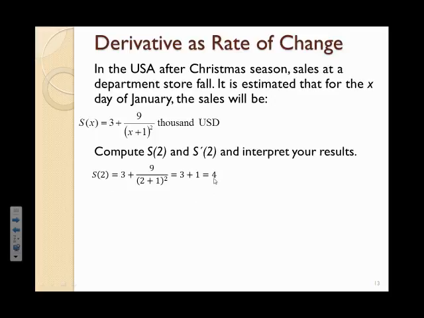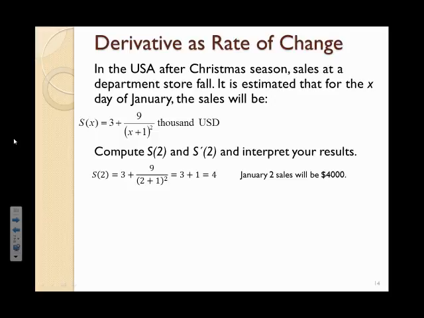4 what? Is it 4 units? Is it 4 liters? Well, up here they did tell us that sales will be s of x. Oh, and it's in thousands of US dollars. So just from the problem, we find out what we need to interpret, what this actually means for business. So it's in thousands of US dollars. So that's going to mean that on January 2nd, the sales will be $4,000.